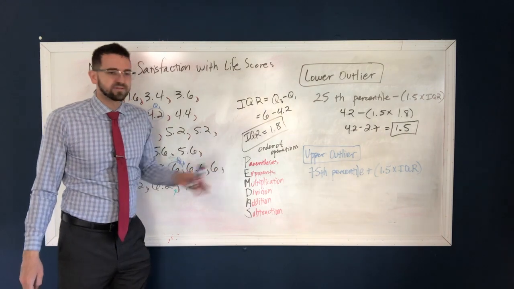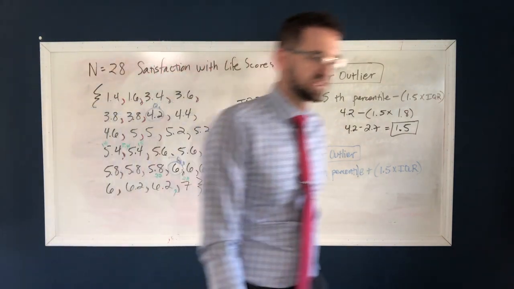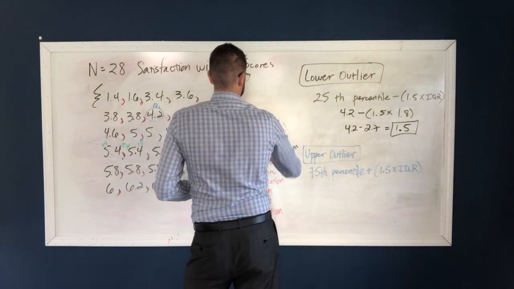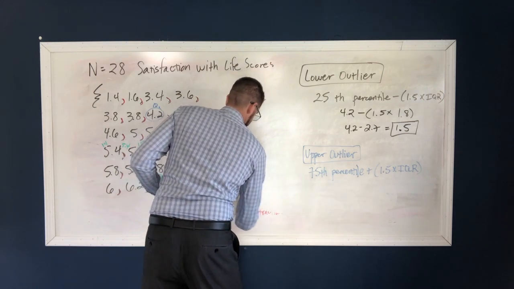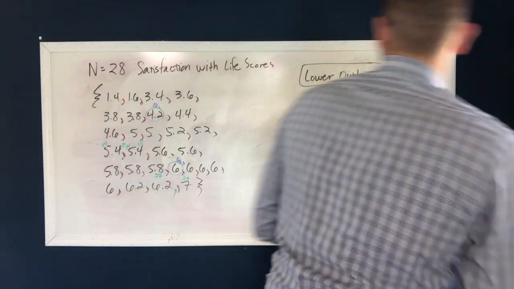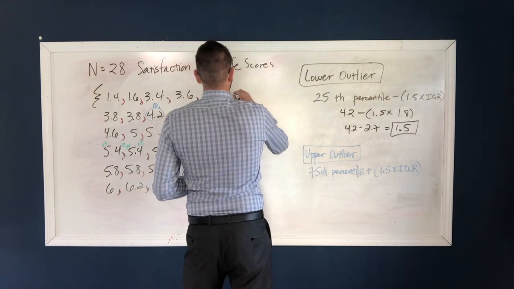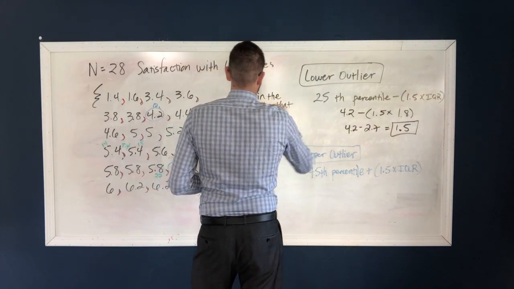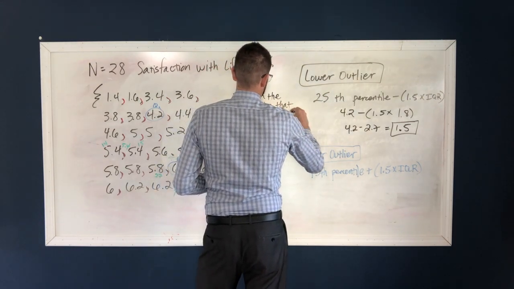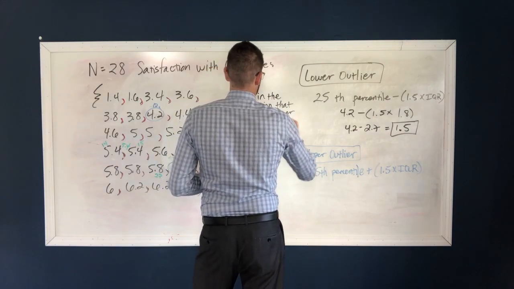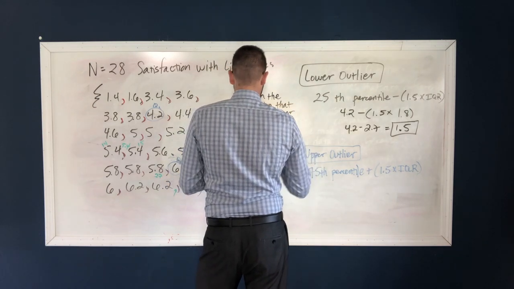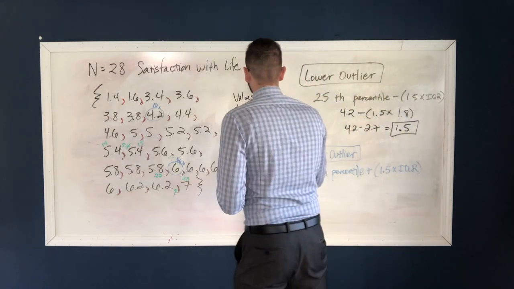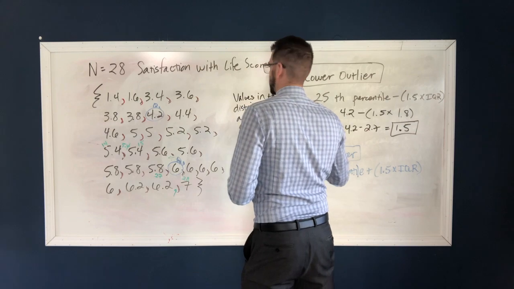I'm going to go ahead and erase the IQR and the order of operations just so I can write down that interpretation. Okay, values in the distribution that are 1.5 or lower are considered lower outliers. And we have one. It is 1.4.